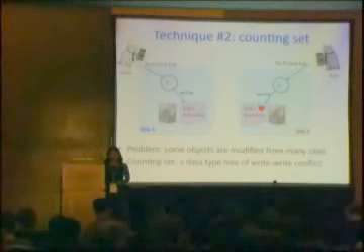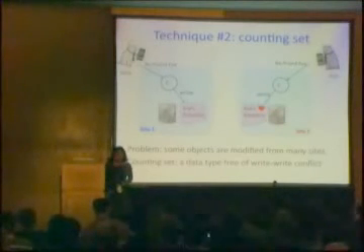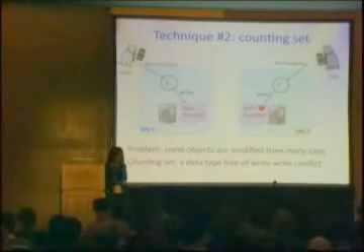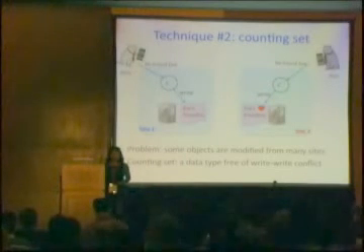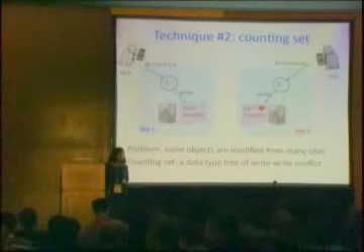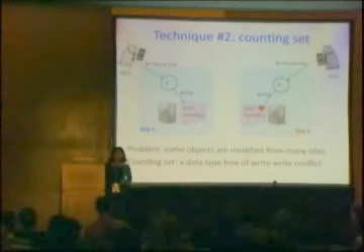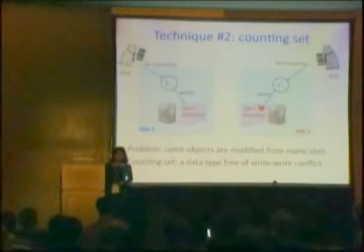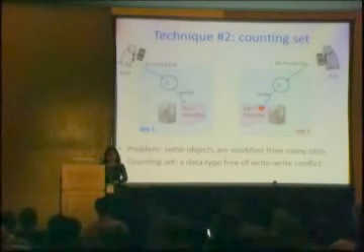So we solve this problem by introducing counting set, which is a data type that does not do read and write, but rather supports commutative operations. And therefore, this data type by design is free of any write-write conflict. So let me show you how we are going to implement this friend list object using counting set.